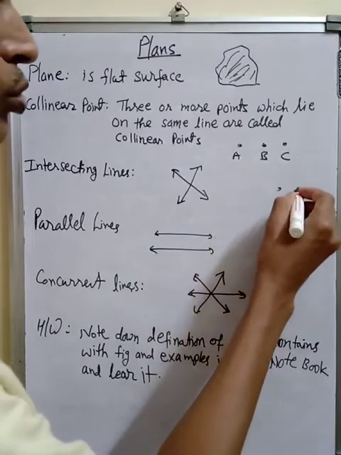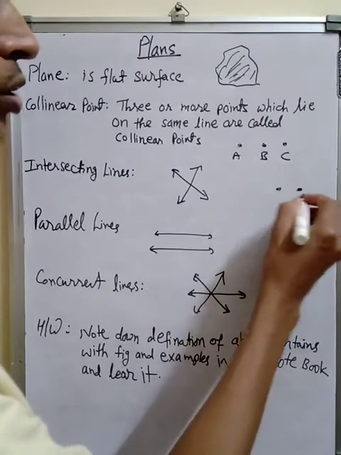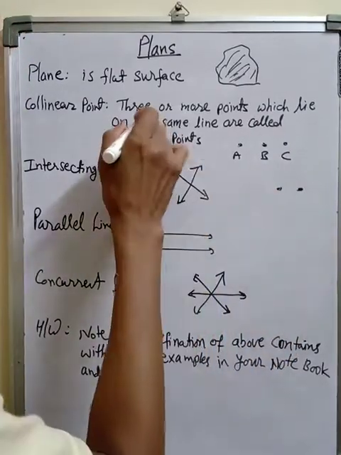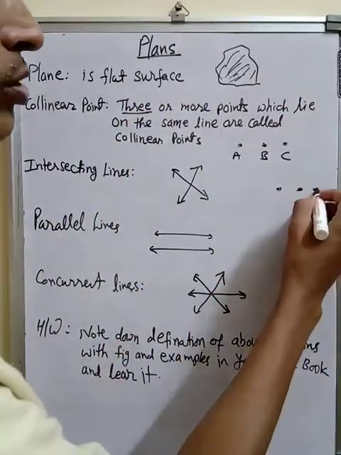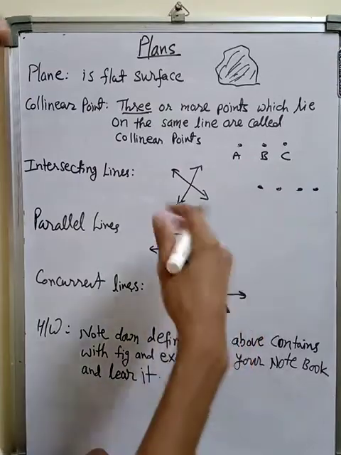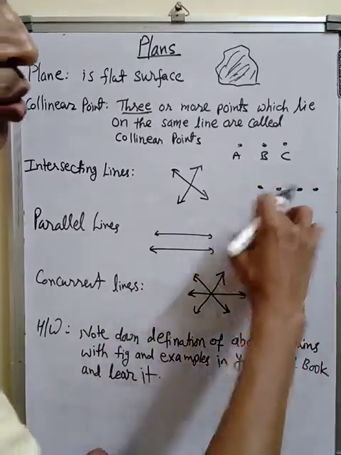Now you see these two. Can we say these two are collinear points? No, because minimum how many should be there? 3. 3 or more. Now it is collinear points. 4, yes, these all 4 are collinear points.